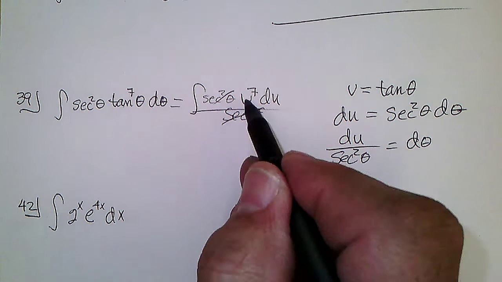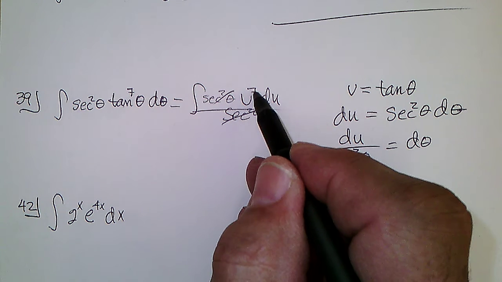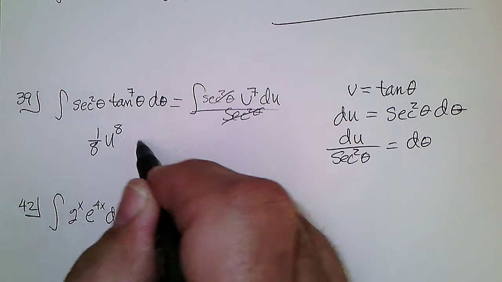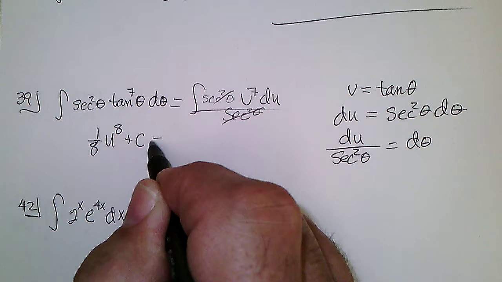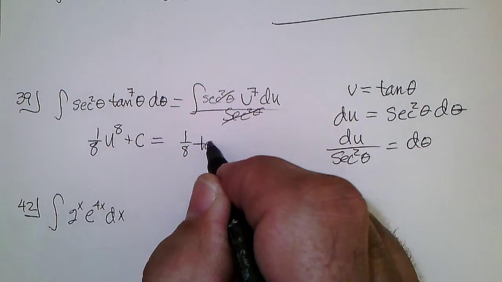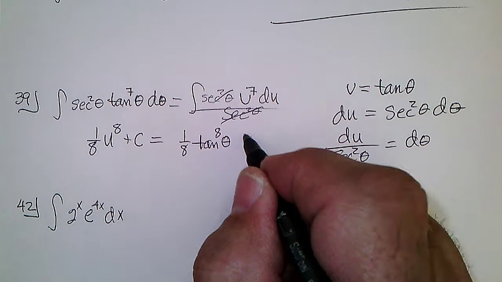So I get the integral of u to the 7th du, which increased to be 8, so it'd be 1/8 u to the 8th plus c. Changing back to what we had, it'd be 1/8 tangent of theta to the 8th plus c.